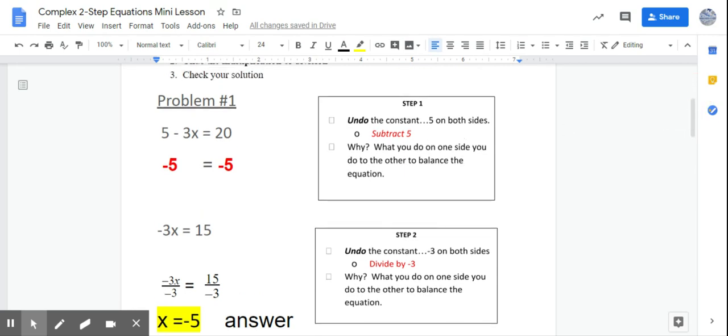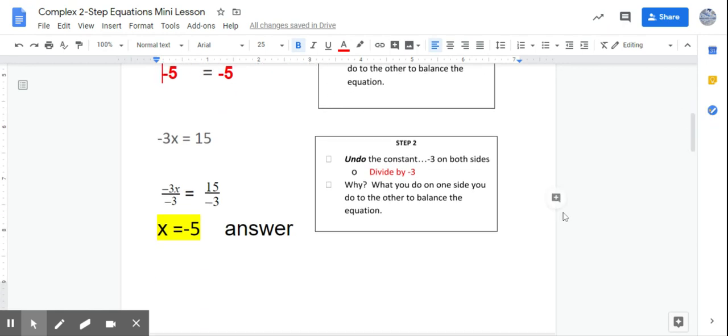We see here that we're presented with a problem that's starting with a constant. We have 5 minus 3x equals 20, right? So we're going to undo the constant, and we're going to do that because we see that in front of the 5, we don't see a positive or negative, but we're going to assume it's a positive. So the opposite of addition is subtraction. So we're going to subtract 5 on both sides. These two cancel themselves out on the left side, and we know that 20 minus 5 equals 15. So we're left with negative 3x equals 15.